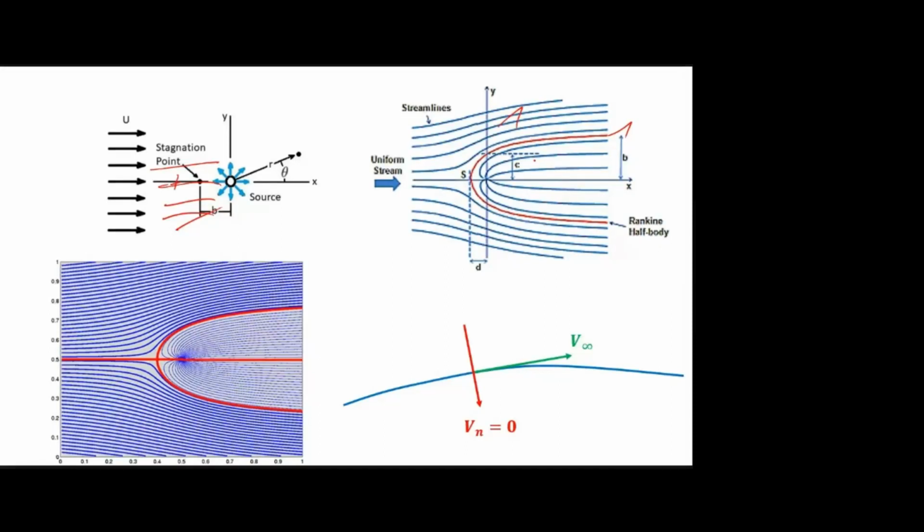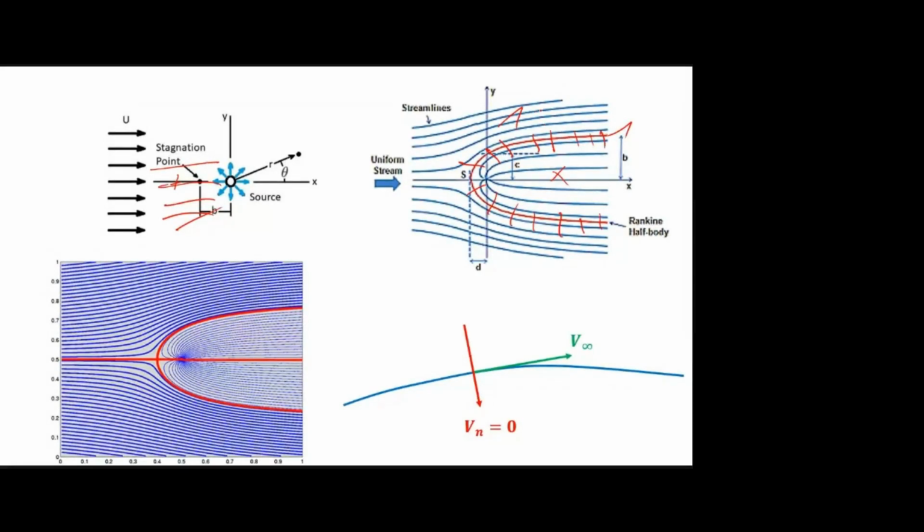Dividing free stream and this source flow. So this streamline is called the dividing streamline. And you know the properties of a streamline: it will have only the tangential velocity, right? It won't have the normal velocity. So there is no flow across this streamline.